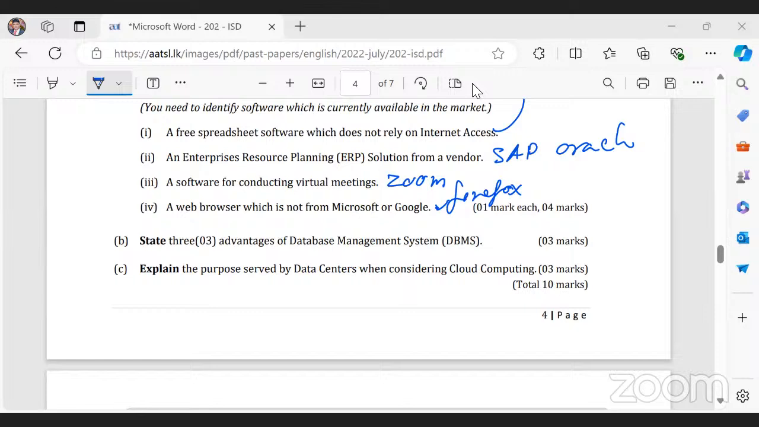Data redundancy means the same data stored in different locations. That is data redundancy. Now database management systems, DBMSs are minimizing that. Data integrity has improved, right?